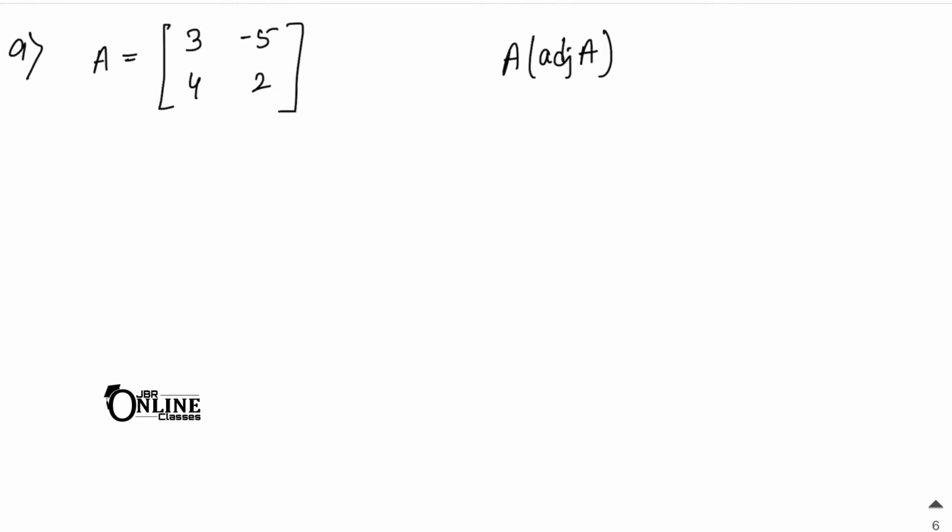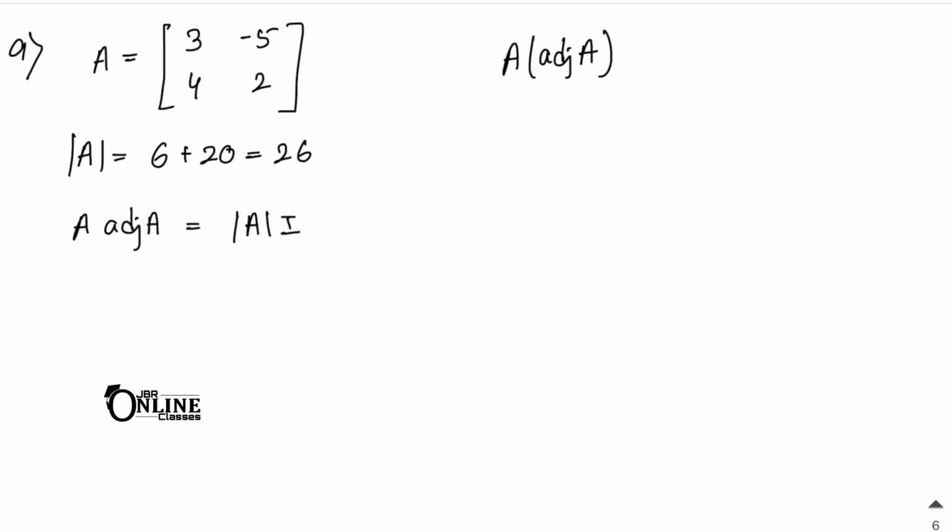So first you have to find out det A. Here det A equals 3 into 2, 6, and plus 20. So that equals 26. Now, as for A adjoint A, the formula will be det A into I.